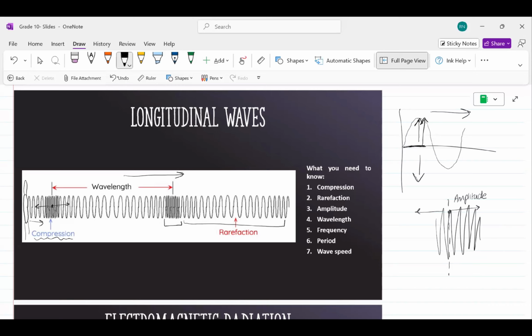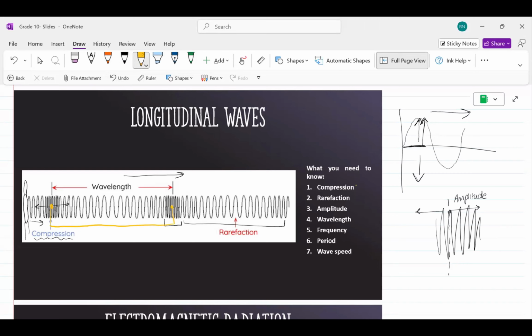Wavelength, again, is the distance between two waves. So here we're looking at our wavelength as being between the middle of a compression and the middle of the next compression, or the middle of a rarefaction and the middle of the next rarefaction. So there and there would be your wavelength.